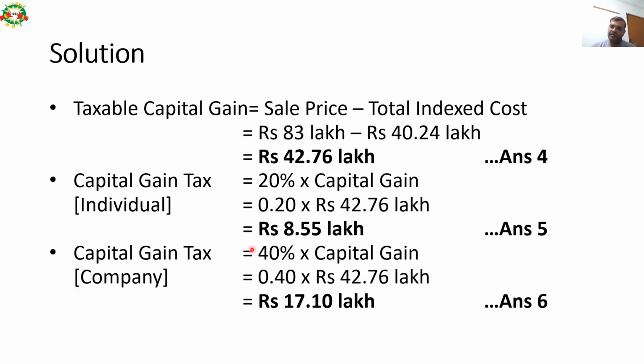So in the first case, it will be 8.55 lakh. In case of a company, the capital gain tax liability is equal to 17.10 lakh. Answer to part 6 of the question.